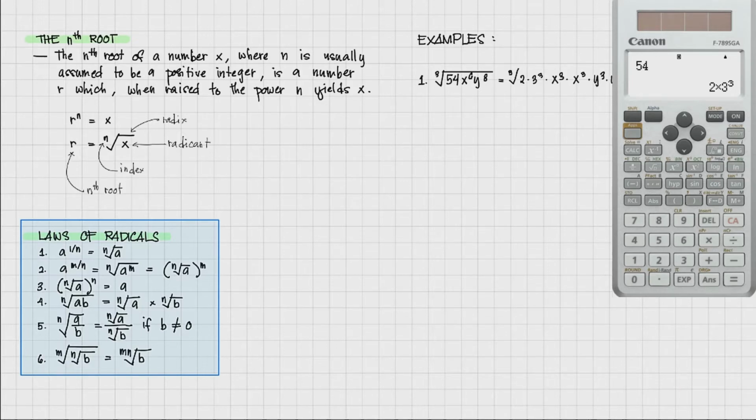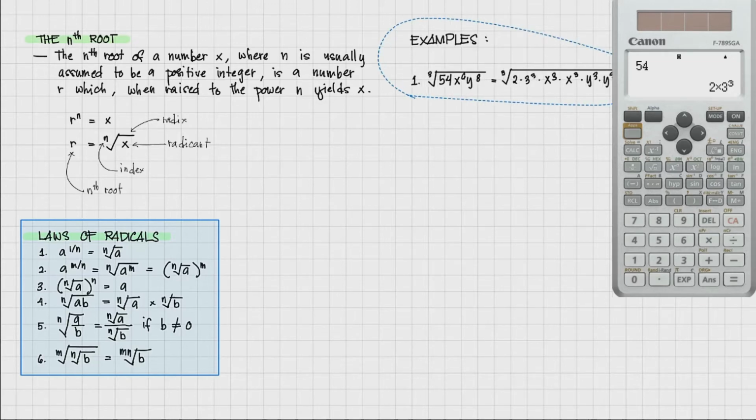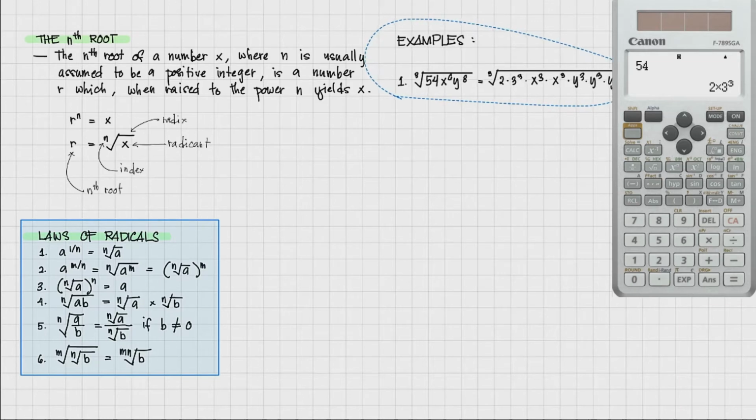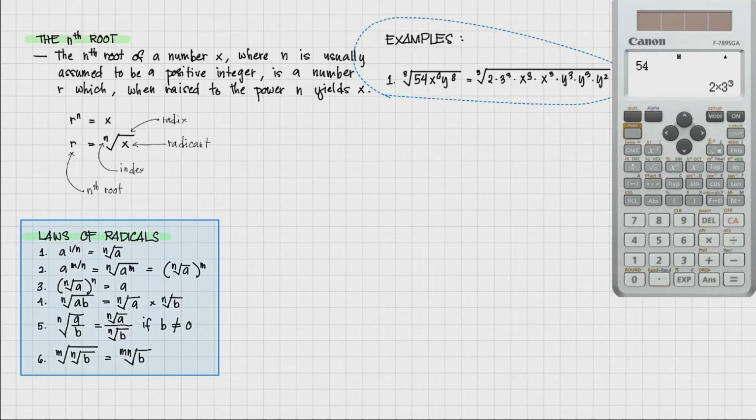So we could simplify this further by trying to bring out the factors that are cubed. Sorry, you're not seeing the rest of the expression, so maybe I'll move this inside so that you can see. Okay. So let's simplify this by bringing out the terms that are cubed, such as this one: 3 cubed, x cubed, x cubed, y cubed, y cubed.